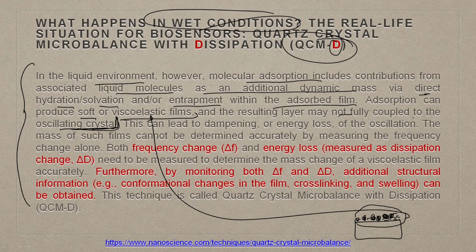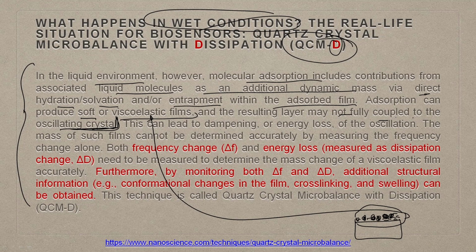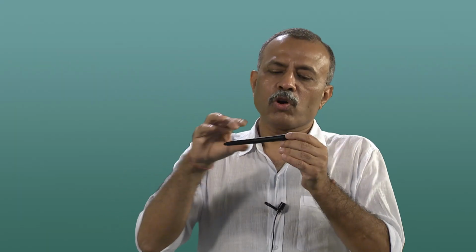and the resulting layer may not fully couple to the oscillating crystal. If you remember the conditions laid for the Sauerbrey equation to work, it should be rigidly coupled on the surface, there should not be any slip, and the mass of course has to be very low compared to the mass of the crystal. But here you see it is not fully coupled. This can lead to dampening or energy loss of the oscillation. Say something is oscillating like this, and you put a lot of water into this, you will see the oscillation frequency is going to go down because it becomes heavier.